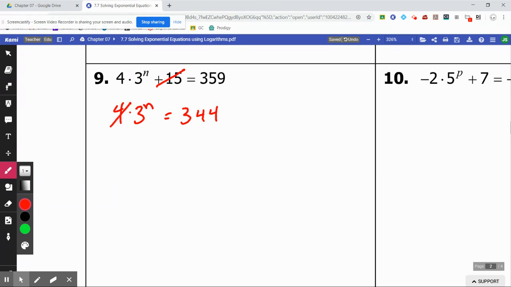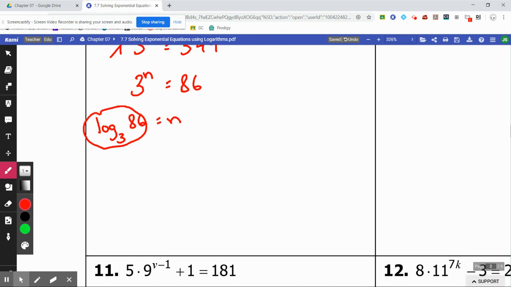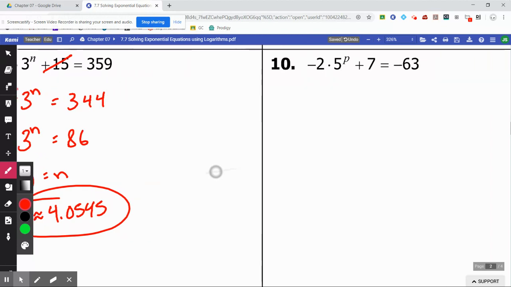We now get rid of the 4 by dividing by 4, and it gives us 3 to the nth power is equal to 86. So now I know 3 to the 4th is 81, so that's really close. So it's going to be a little bit bigger than 4. To figure out what that n is going to equal, we're going to do log base 3 of 86 is equal to n. We type this in by doing the log of 86 divided by the log of 3, and that tells me that n is approximately 4.0545. And again, log of 86 divided by log of 3 is how you type it in.